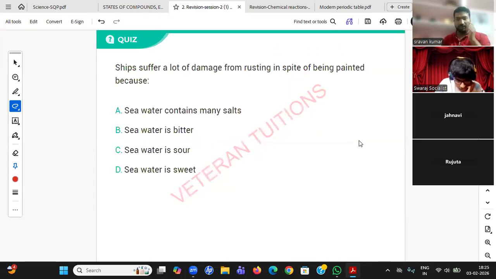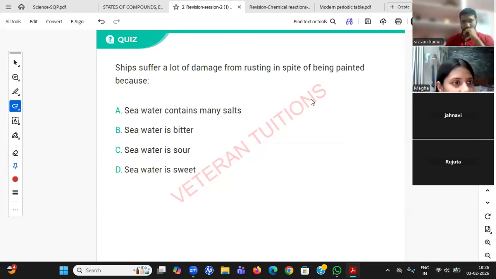Yes, sir. Okay. Ship suffers a lot of damage from rusting in spite of being painted, because in spite of painting, ship still suffers a lot of damage. Damage is nothing but rusting. The reason? Yes, Megha, your answer is right. So what does salt do?